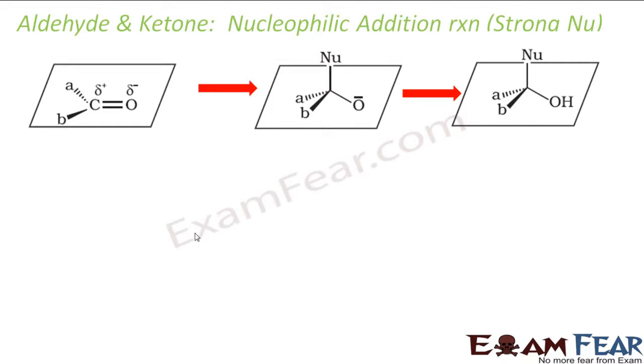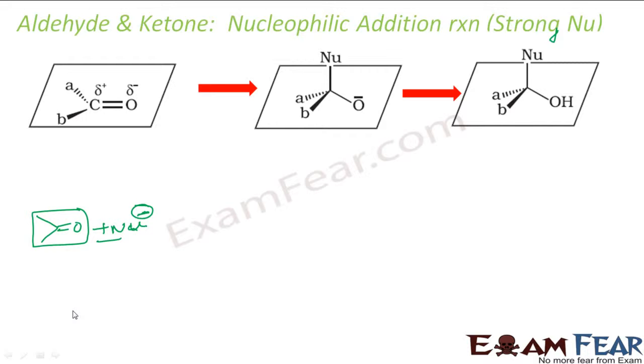Now we'll talk about the nucleophilic addition reaction, and the mechanism. So there are two options. One is the nucleophile which is going to attack this carbonyl part, which is either strong or weak. So let's take one scenario where the nucleophile is strong, with a negative charge, let's suppose.